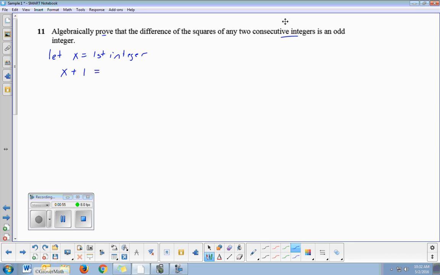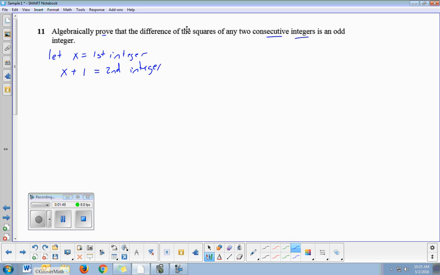Again, if it had said consecutive even integers, then x could still be the first, but then we would have x plus 2 as the second. And also, if it said consecutive odd integers, you can still let x be the first one, and x plus 2 would still be the second, because odd integers are 2 away from each other, just as even integers are. So if you get consecutive integers, you have x, x plus 1, and then the third would be x plus 2. But if it says even or odd, which this one doesn't, x would be the first, x plus 2 the second, and x plus 4 the third, regardless of where we start, because the next one is 2 away. But because it's just consecutive integers, x is the first integer, and x plus 1 is the second consecutive integer.